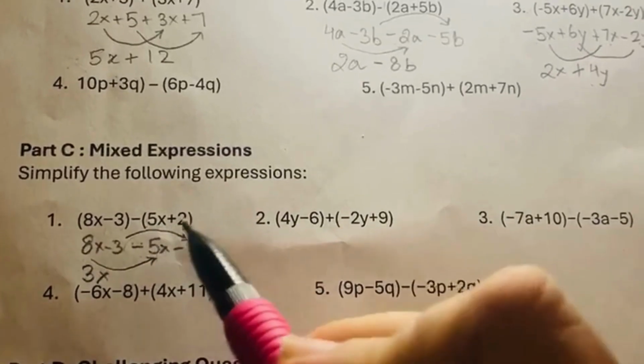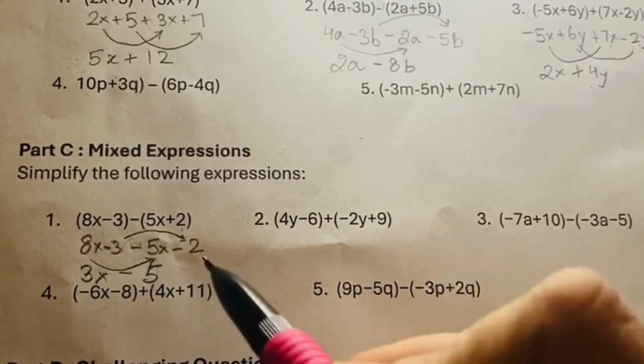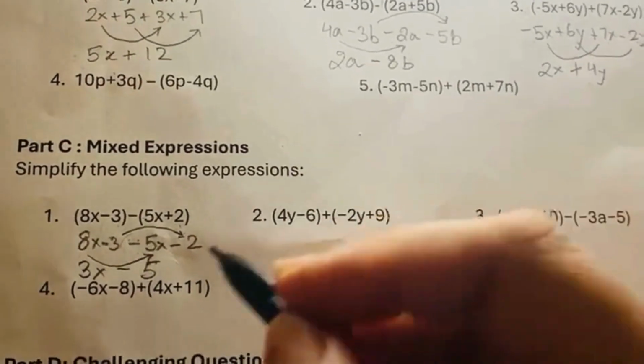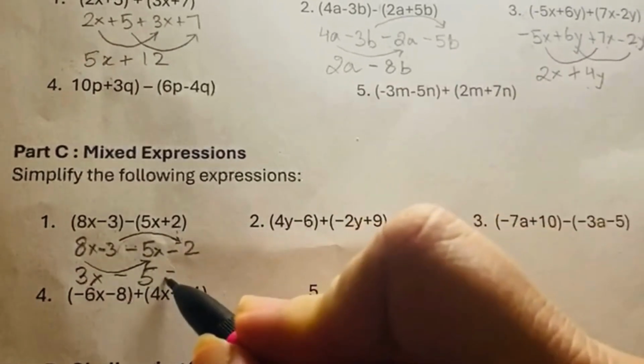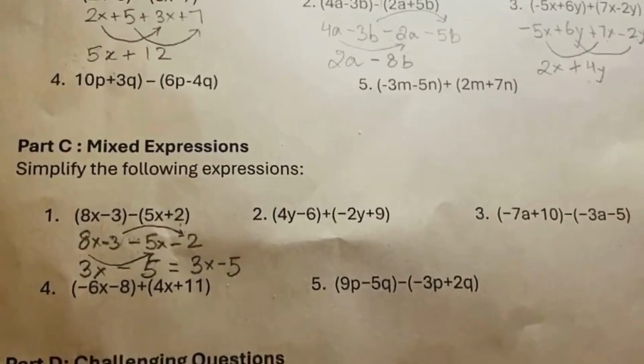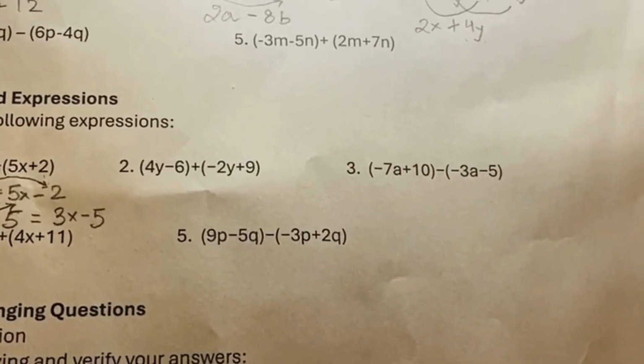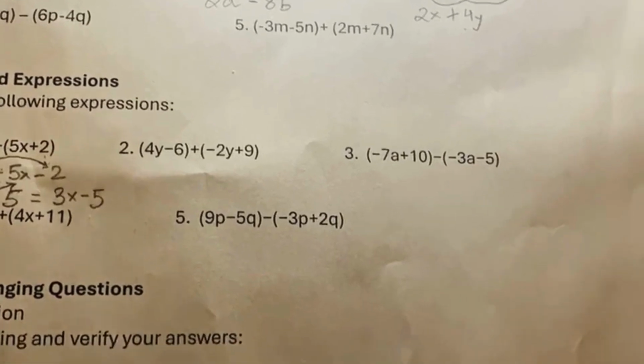Minus 3 and minus 2, so it's minus 5. Minus 3, minus 2 is minus 5. I'll rewrite the answer so there's no confusion. This should be the right answer. If you get this answer, that means you understand how to add and subtract like terms in algebra.